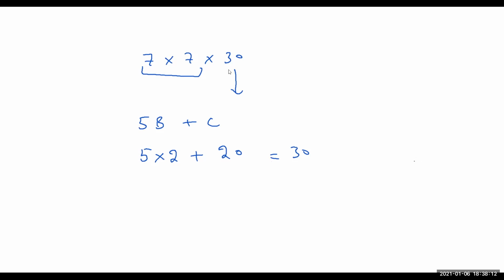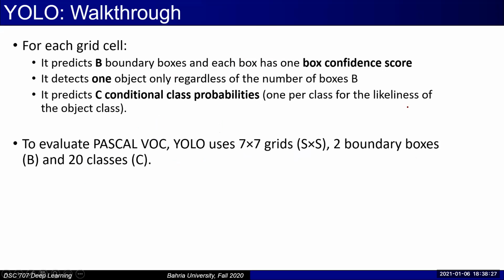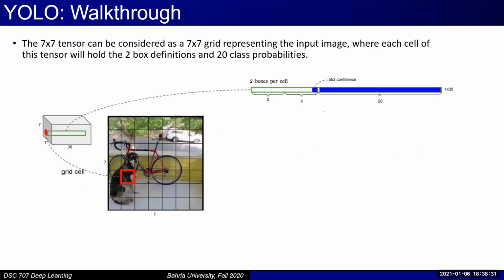Okay, so let's go back there and see. You see x, y, width, height, and objectness score. So these are 5 values, two times. And then you have class probabilities, which is actually 20 in this case, right? So this is why you are getting that number, which is equal to 30. So now let's discuss this 7 by 7.